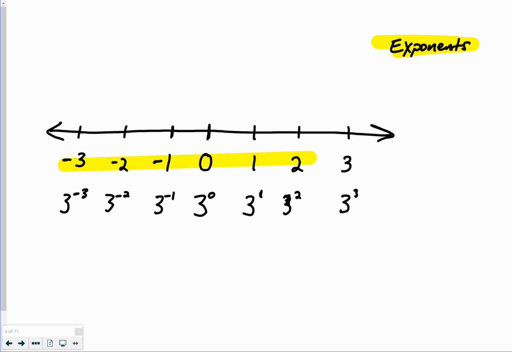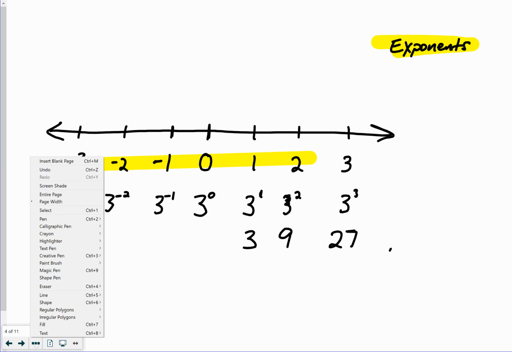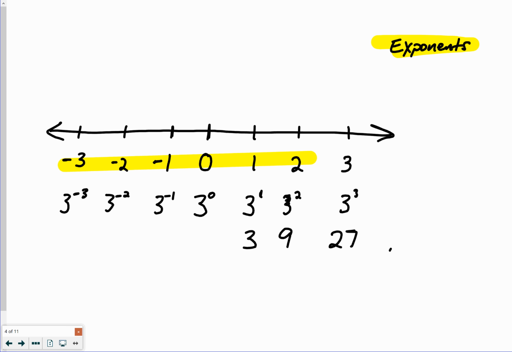I want to start on the right side, because I think most of us are pretty confident as we move to the right. What is 3 to the first power? It's 3. What is 3 to the second power? 9. What is 3 to the third power? 27. You multiply by another 3. So every time we moved to the right, we were multiplying by 3.